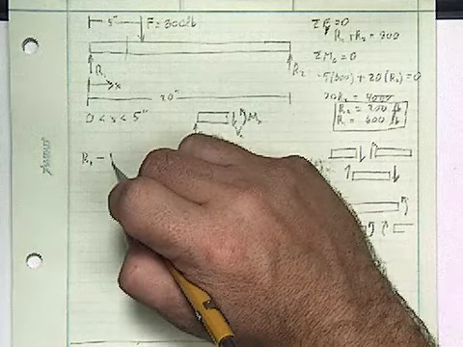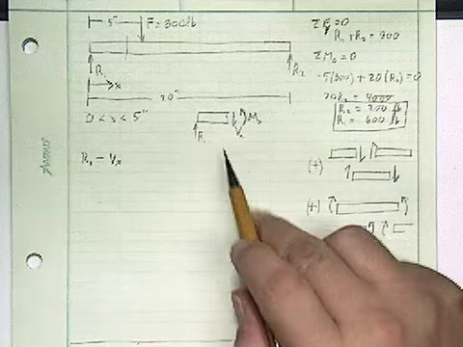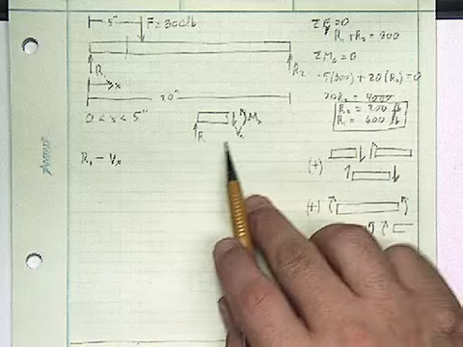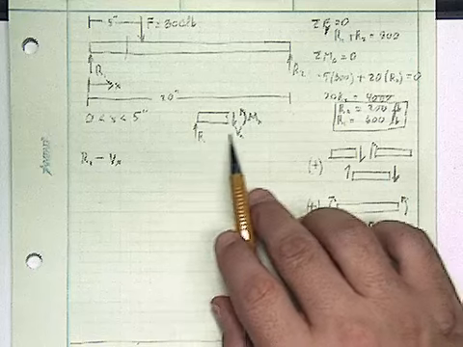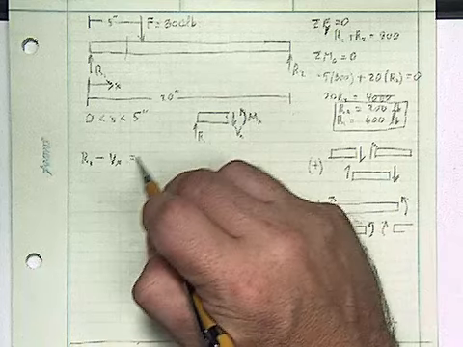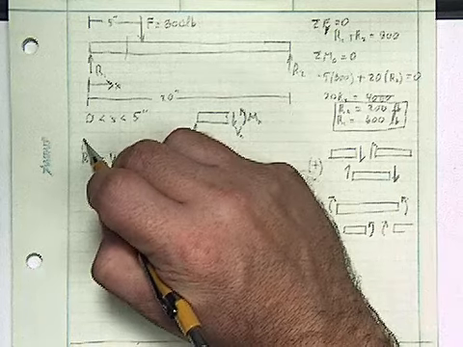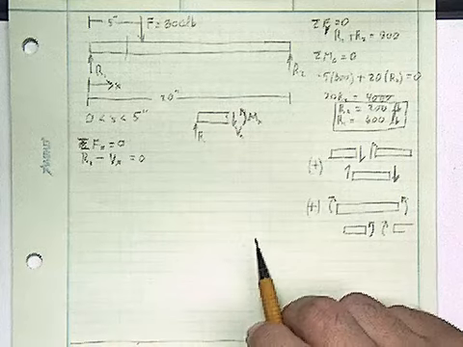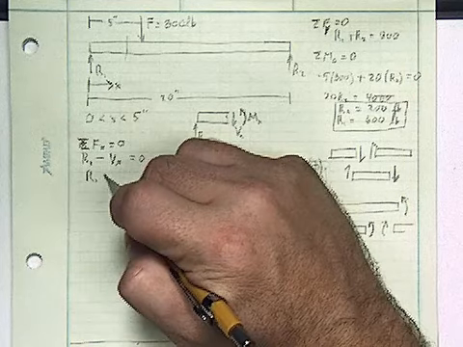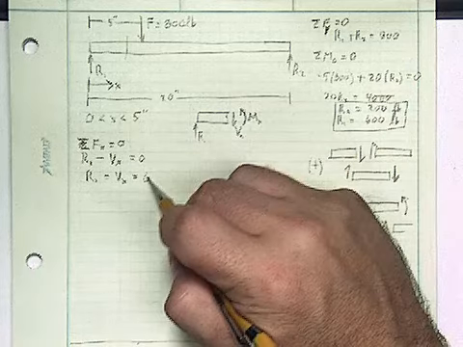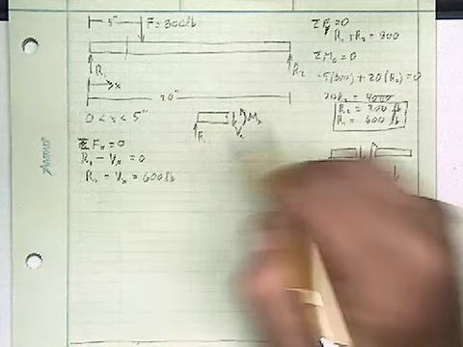minus Vx. So keep in mind, this is the positive sign convention. But when I do my free body analysis, I'm going to just treat it like a normal force, and pointing down is negative direction. So this is equal to 0. This is my sum of the forces in the x direction is equal to 0. Okay, so R1 is equal to Vx, which is equal to, from up above, 600 pounds.